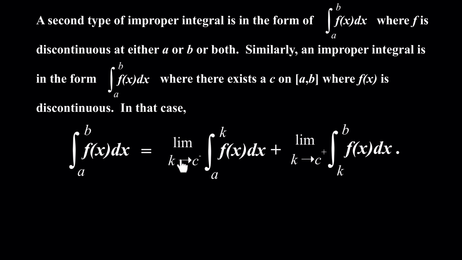All right, so what we're going to do then is we're going to say the integral from a to b is equal to the limit as k, and again, this doesn't have to be a k, it can be anything we want, approaches c from the left of the integral from a to k, plus the limit as k approaches c from the right, from k to b. All right, so we're going to approach the point of discontinuity from the left and from the right.